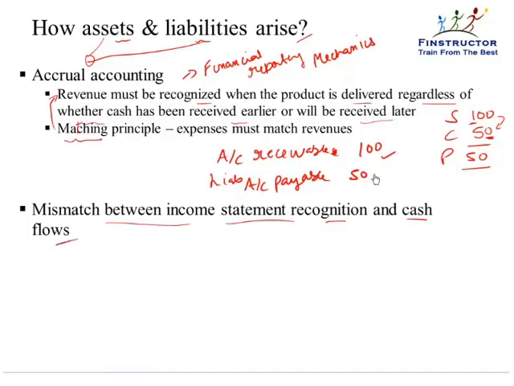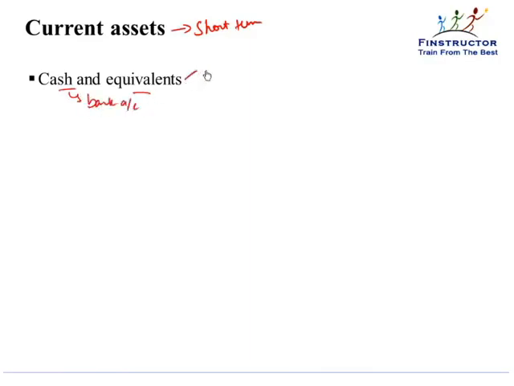So assets and liabilities arise because of a mismatch between the income statement recognition and the cash flows, like we just explained. Current assets are those that will be realized in the short term, one year or one operating cycle. First and the most liquid current asset is cash and cash equivalents. Cash is in our bank accounts. Equivalents are short-term debt instruments, normally with a maturity less than 90 days. So that cash is also going to come in very soon. This cash can be used or deployed in the business in acquiring other assets.